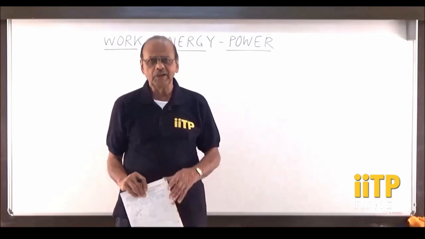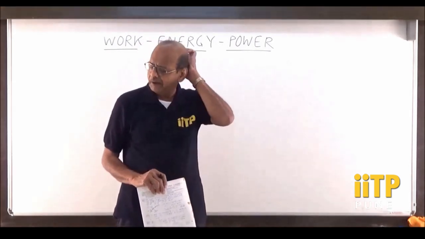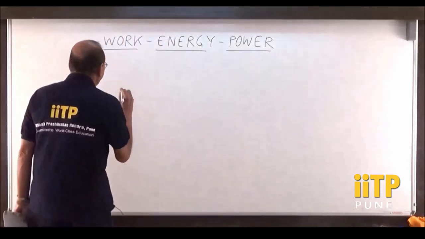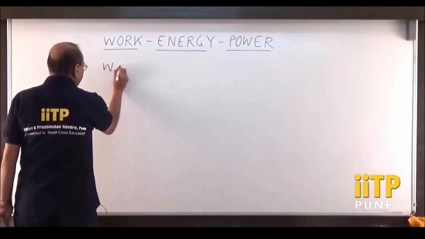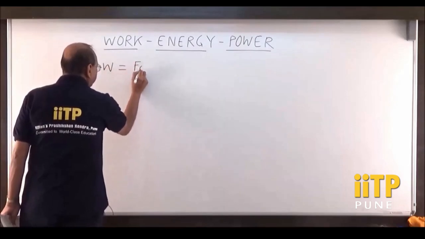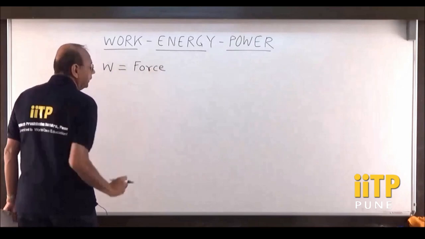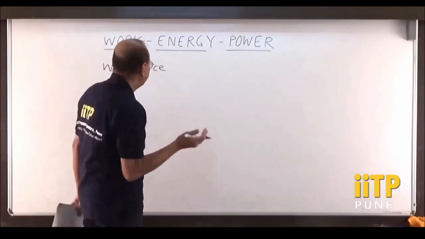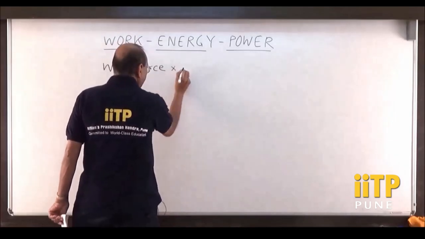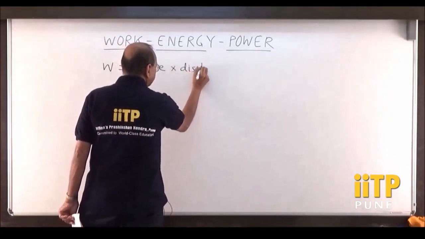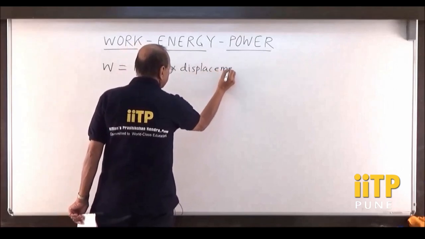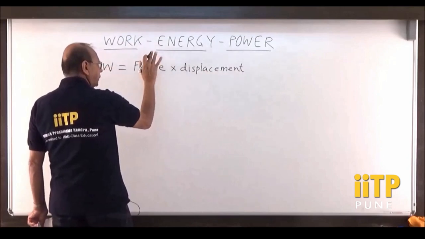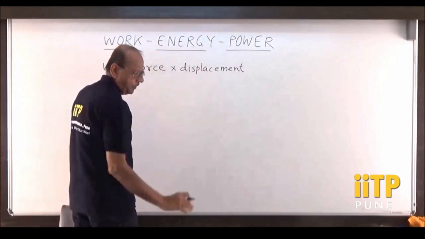Distance traveled by the object or the displacement is the work done. But then we will now modify it a little bit. We will say work is equal to force, but if the force and displacement are not in the same direction, then we'll say force into displacement along the direction of force, or force along the direction of displacement.